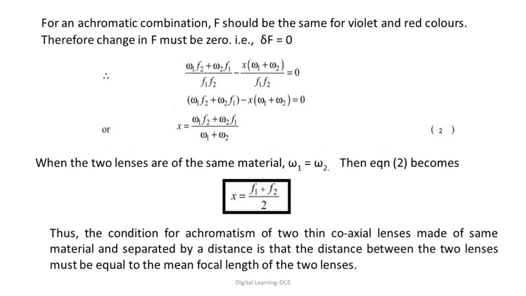Call that equation 2. When the two lenses are of the same material, omega 1 is equal to omega 2, then equation 2 becomes x is equal to f1 plus f2 by 2. Thus, the condition for achromatism of two thin coaxial lenses made of same material and separated by a distance is that the distance between the two lenses must be equal to the mean focal length of the two lenses.